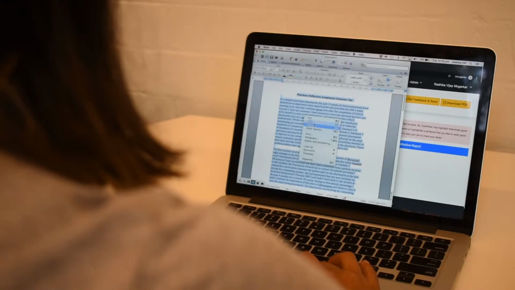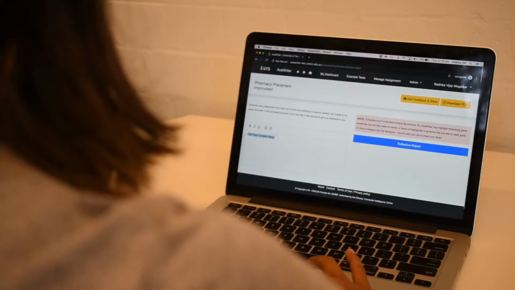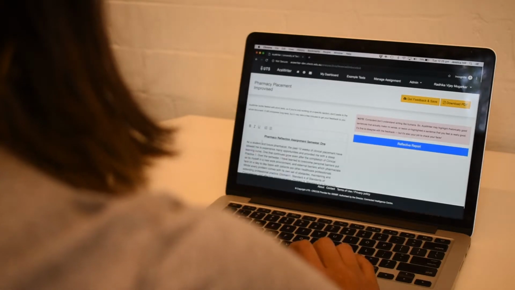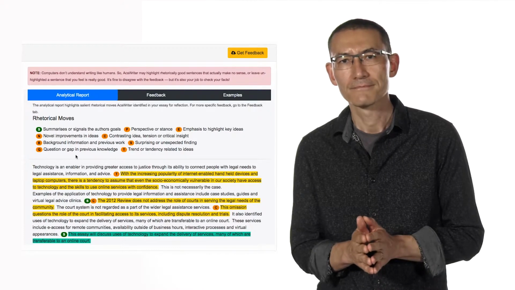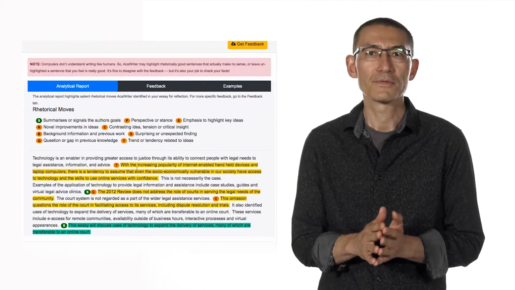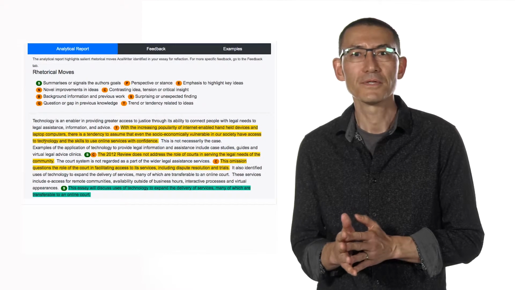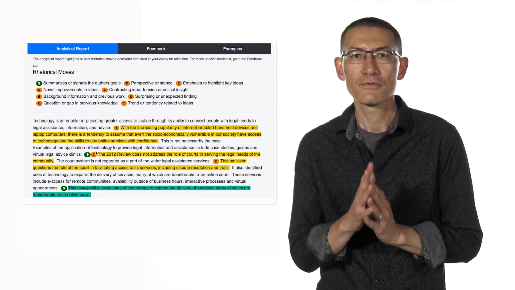24/7. AcaWriter goes beyond the usual spelling, grammar, and plagiarism checking and focuses instead on the hallmarks of academic writing. Students can move beyond seeing someone else's examples of good and poor writing and see their own writing directly annotated.